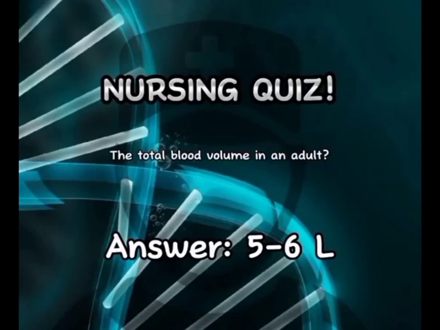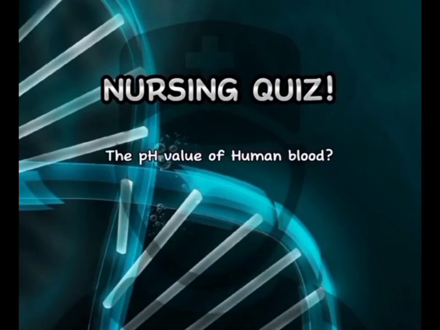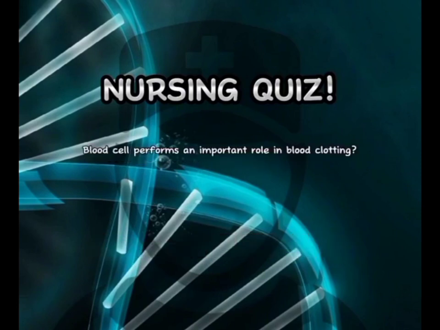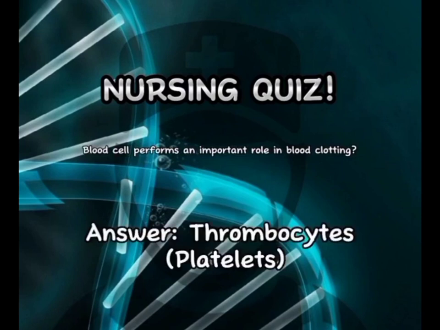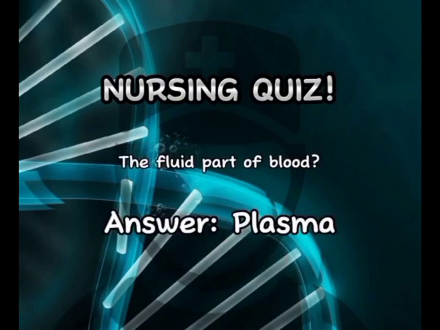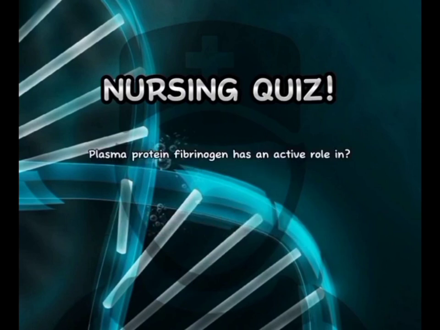5 to 6 liters. The pH value of human blood? Answer: 7.35 to 7.45. Blood cell performs an important role in blood clotting. Answer: thrombocytes, platelets. The fluid part of blood? Answer: plasma. Plasma protein fibrinogen has an active role in?